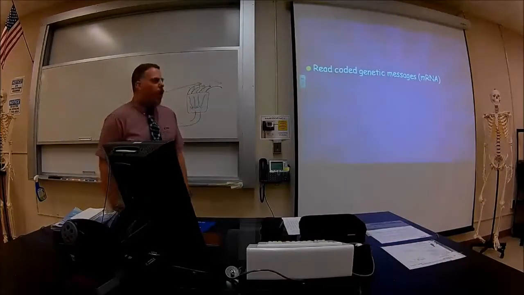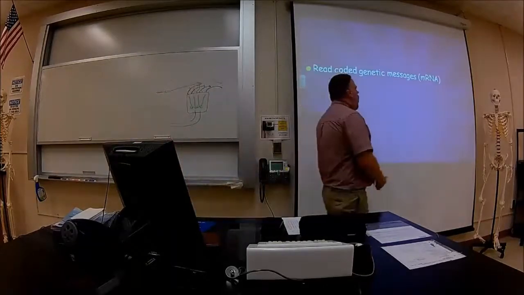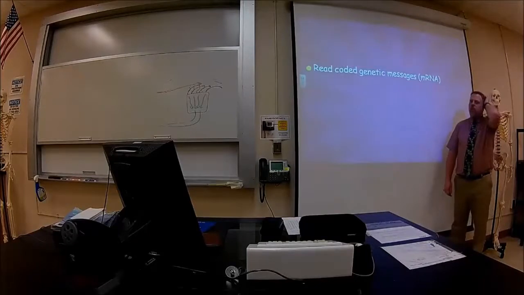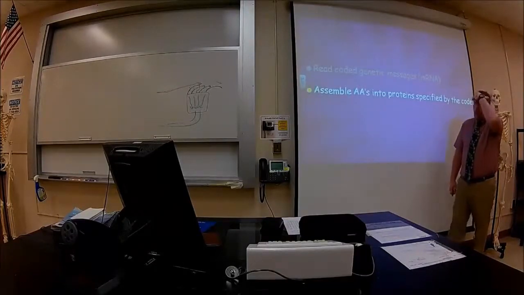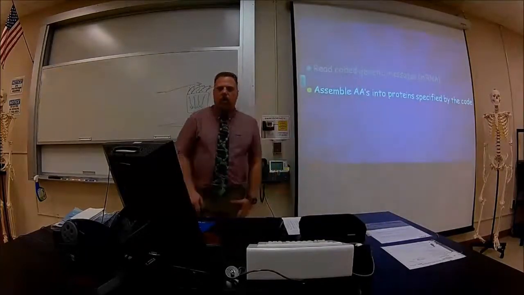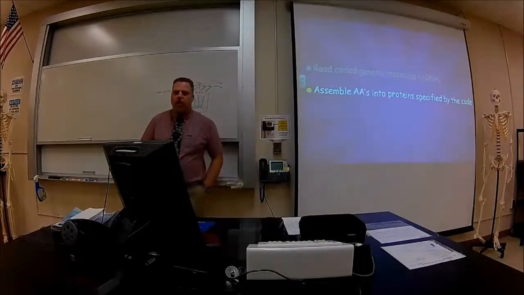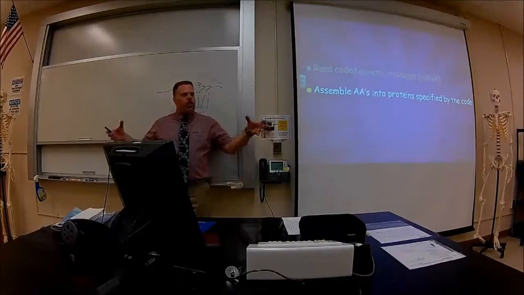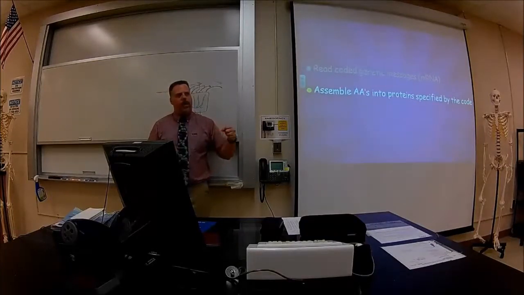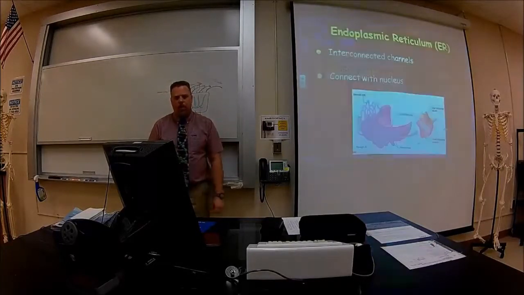We also have other RNAs. mRNA is going to read coded genetic messages. And when we get into it after the break, we'll talk about those. Our ribosomes are going to assemble amino acids, AA is amino acids, and they're going to take amino acids and put them all together, and you're going to have proteins. So that's what ribosomes are going to do. They're going to take the amino acids and make proteins out of them.